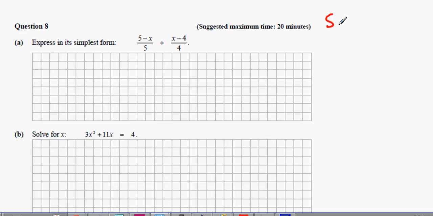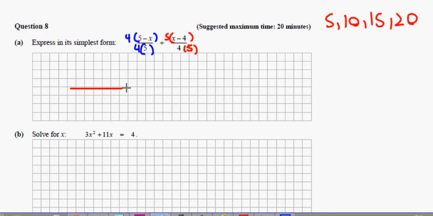So count up in 5s until the number 4 will divide into one of these numbers. The number 20 is what we're looking at. Change 5 into 20. You have to multiply the bottom by 4 and also the top by 4. Change 4 into 20. Multiply the bottom by 5 and the top by 5. So on the bottom, 4 multiplied by 5 is 20, and 4 multiplied by 5 is 20. So that's all 20 on the bottom.